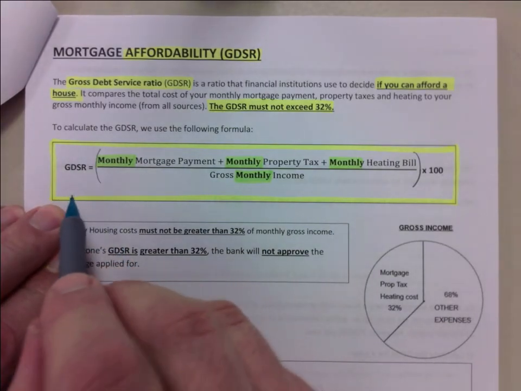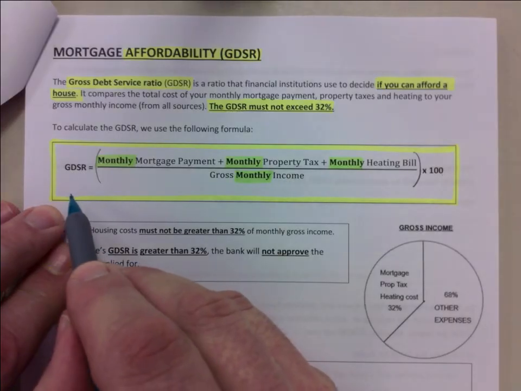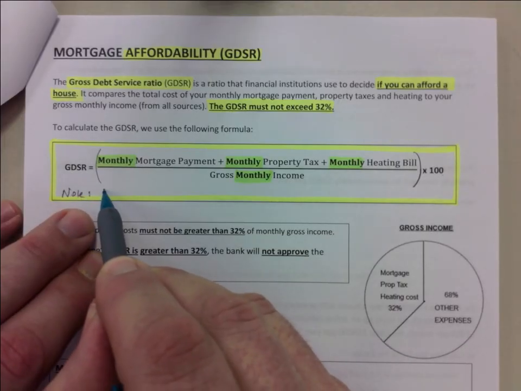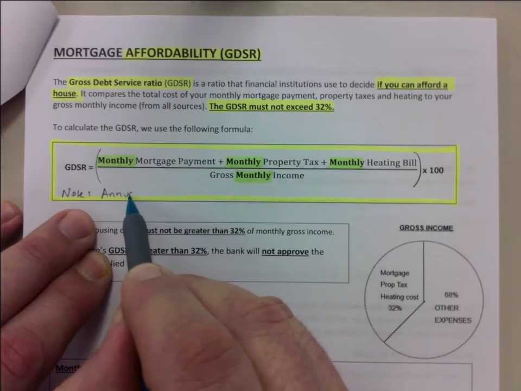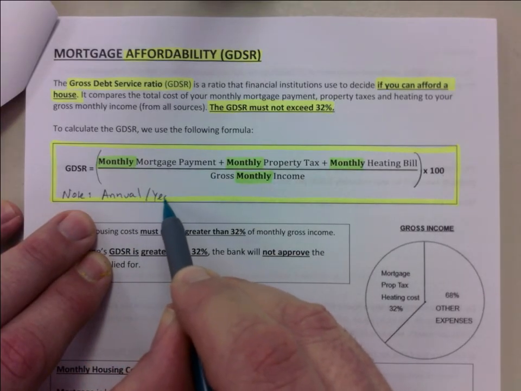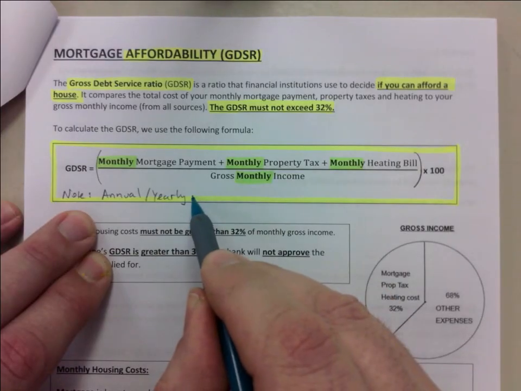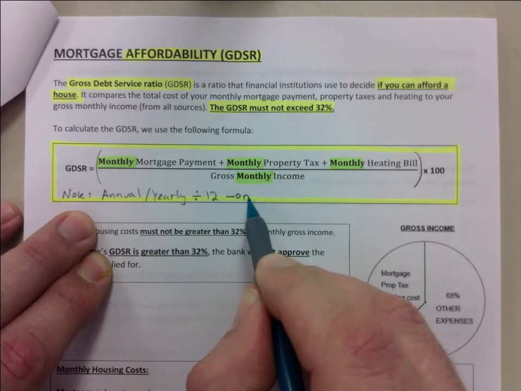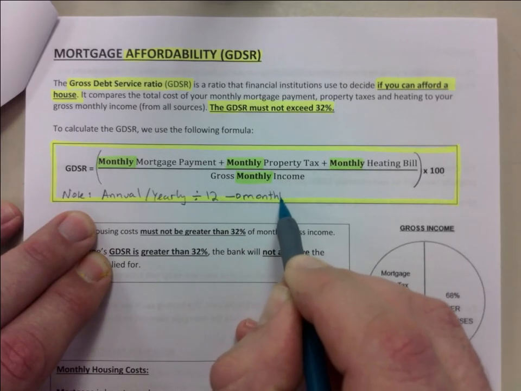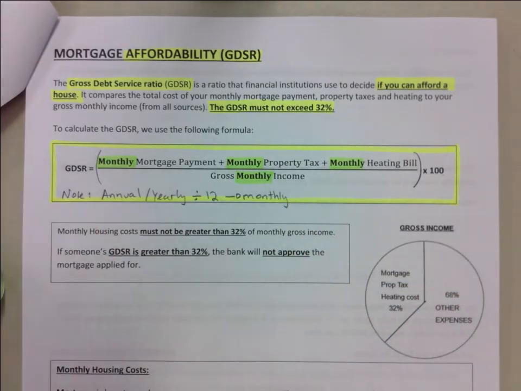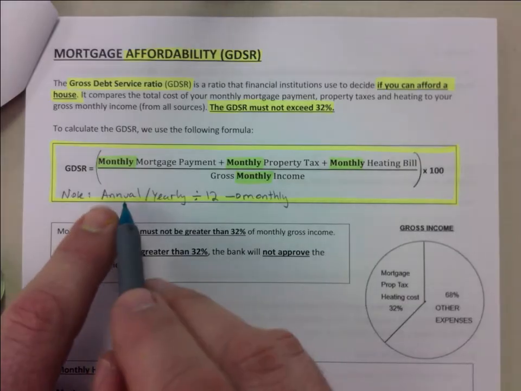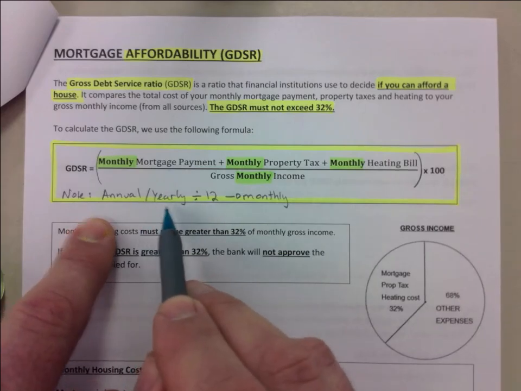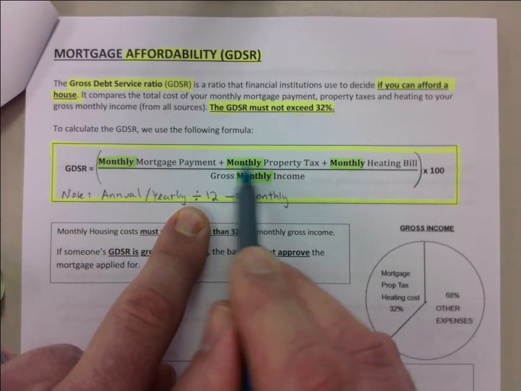I need to give you a warning here. Note: annual or yearly amounts. You divide by 12 to get it to monthly. Okay, if they say the annual heating cost or the yearly heating cost or anything that has these two words attached to it, make sure you divide it by 12 before you plug it in here.